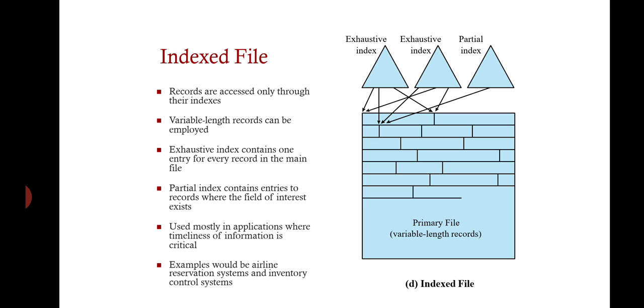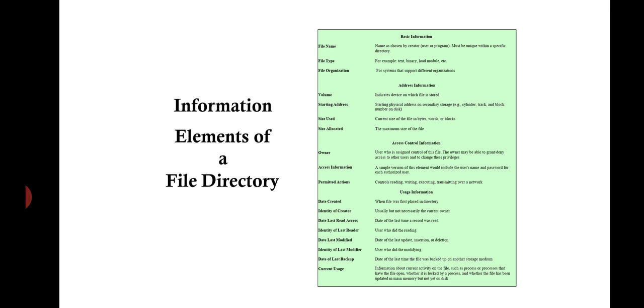Here we apply the concept of variable length records. One more thing, the exhaustive index. Records are accessed only through their index. Variable length records can be employed. We read the index to find which location has the data, go there, and read the data. A good example is using disk scheduling algorithms to read the data in index files.